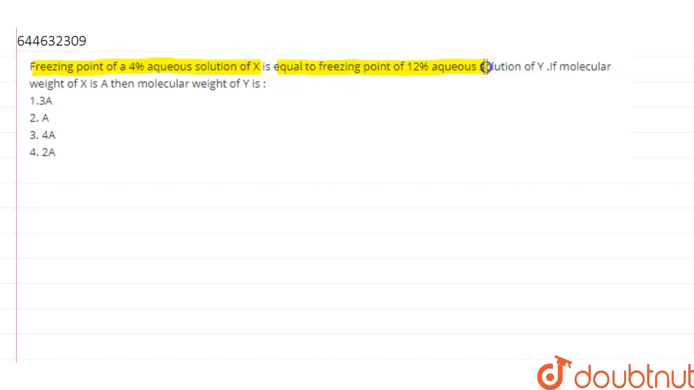Hello, the question says that the freezing point of 4% aqueous solution of X is equal to the freezing point of 12% aqueous solution of Y. If the molecular weight of X is A, then the molecular weight of Y is? So we need to find the molecular weight of Y in terms of A. So let's solve this question.